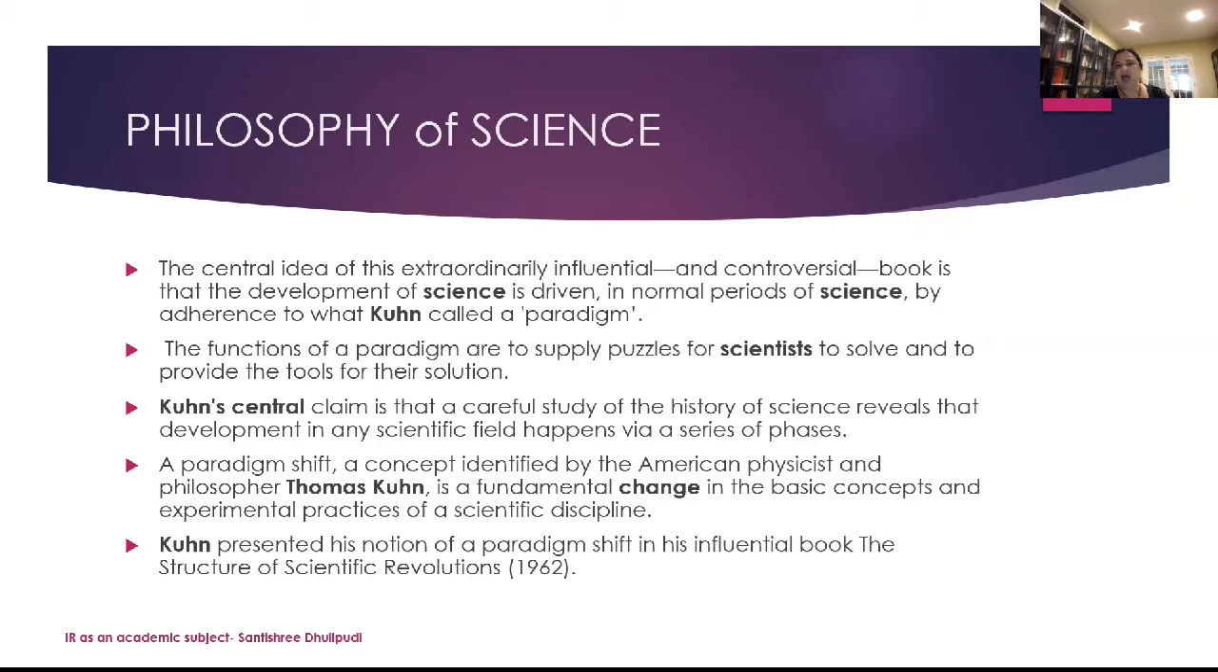Philosophy of science. The central idea of this extraordinarily influential and controversial book is that the development of science is driven in normal periods by adherence to what Kuhn called a paradigm. The functions of a paradigm are to supply puzzles to scientists to solve and to provide the tools for their solution. Kuhn's central claim is that a careful study of the history of science reveals that development in any scientific field happens via a series of phases.